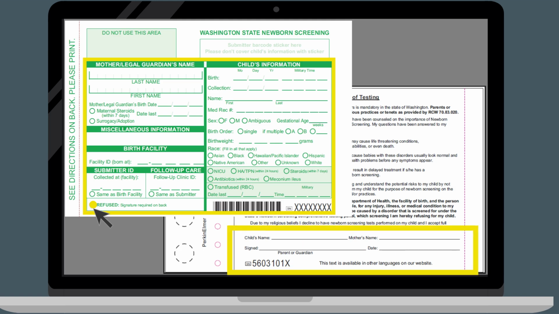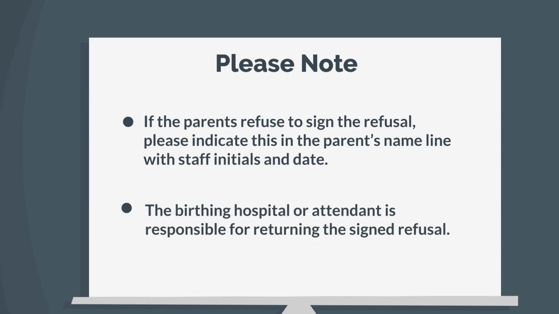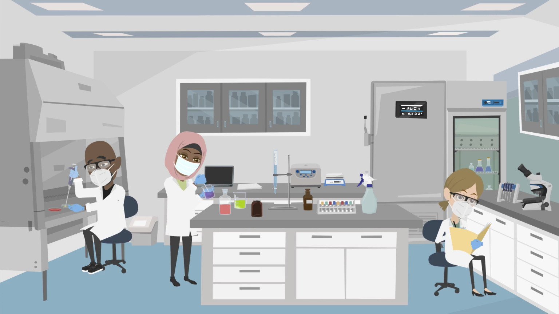Then have the parents sign and date the back of the card and send the card back to the state lab. Please note, if the parents refuse to sign the refusal, please indicate this in the parent's name line with staff initials and date. The birthing hospital or attendant is responsible for returning the signed refusal. Mail it to the state laboratory right away, just like a blood specimen.